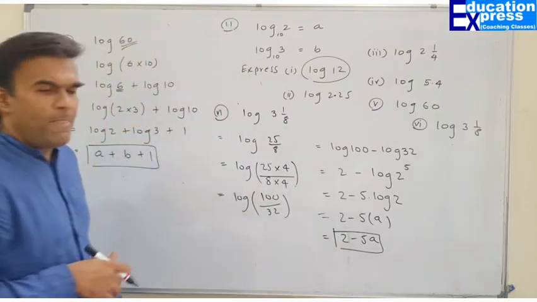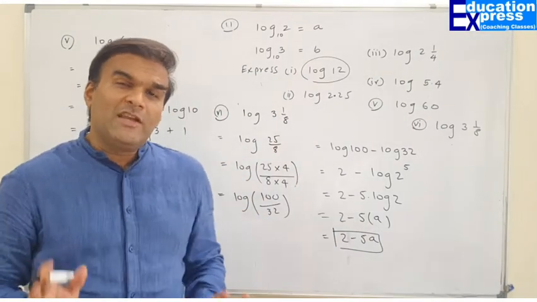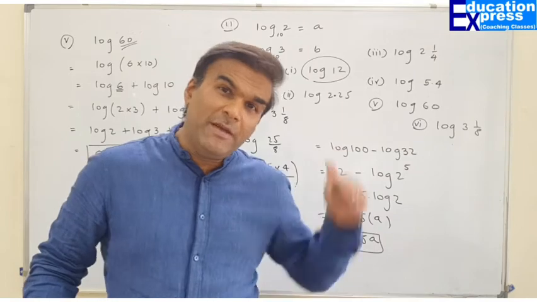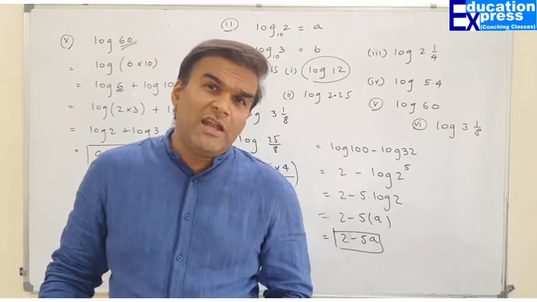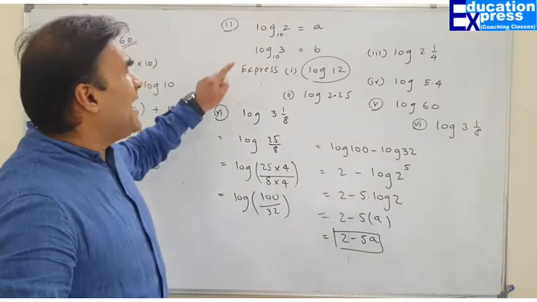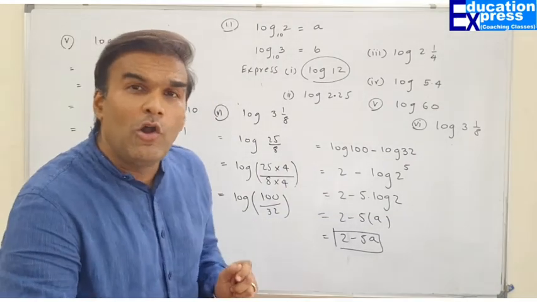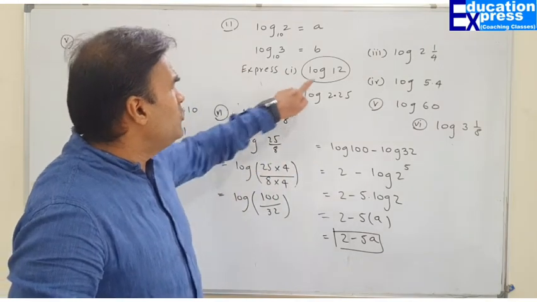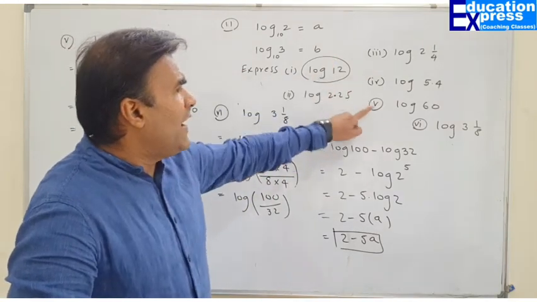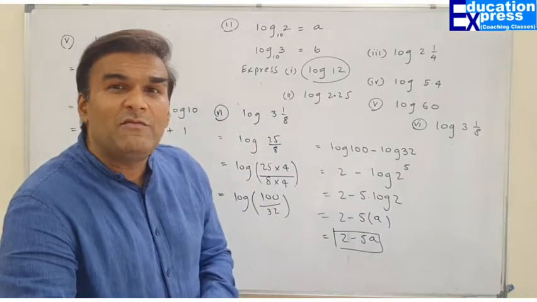In your book, we have approximately 16 to 17 questions which are of the same type, based on the same property and the same principle. If you refer to the first question, they have given you 5 questions, exactly the same, to convert into log of 2 and log of 3. Here we have 6 such questions: 1, 2, 3, 4, 5, 6. So 6 and 5, 11.